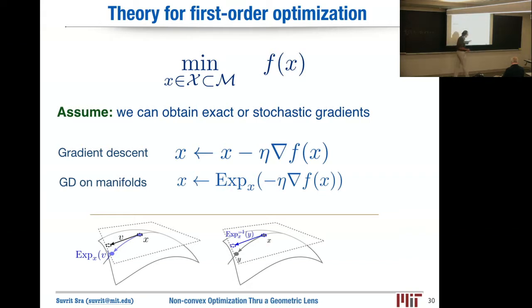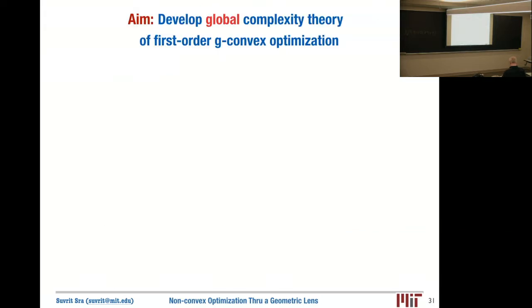And I'll mention to you now that for geodesically convex problems, we can actually parallel some of the first order theory that exists for Euclidean convexity. But interestingly, not that surprising, the curvature of your manifold will play a role in how fast you can optimize. And here is where curvature comes in for us.